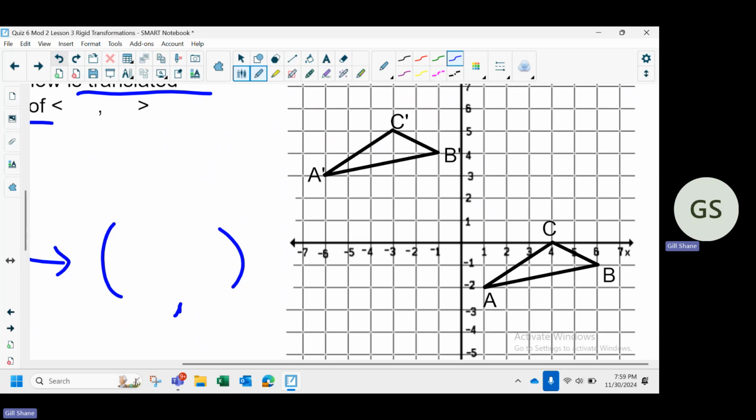So from A, I just count how far left do I go? Because again, your first value is always your left and right number, just like X is your first value. So I count 1, 2, 3, 4, 5, 6, 7. So I have to go 7 to the left, and then I'm directly under the A prime. Then I go 1, 2, 3, 4, 5 up.